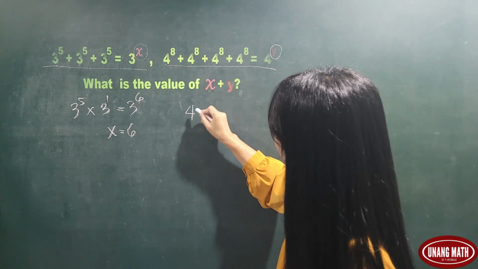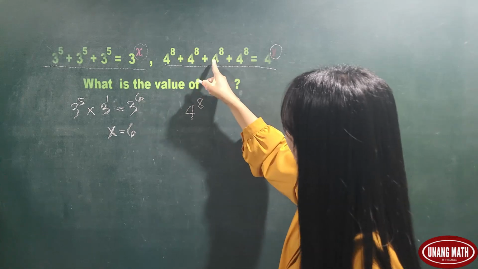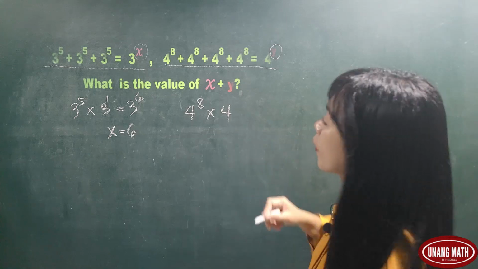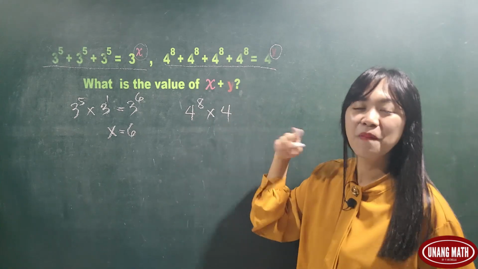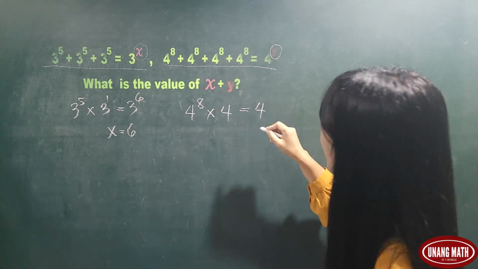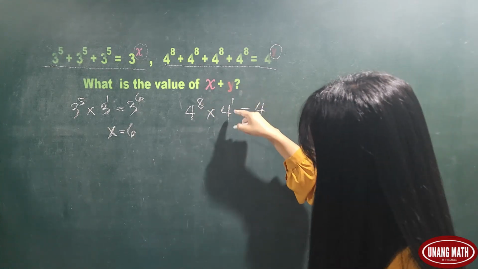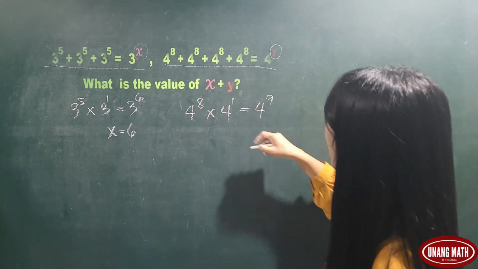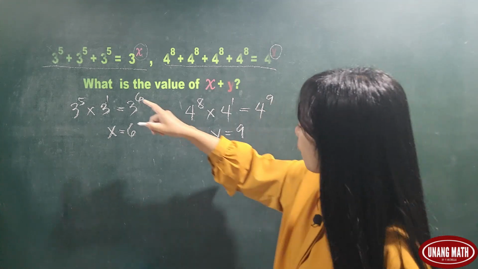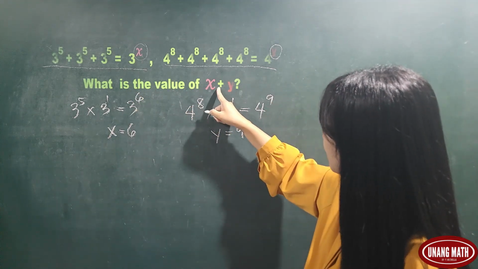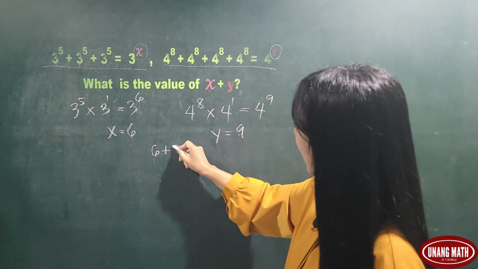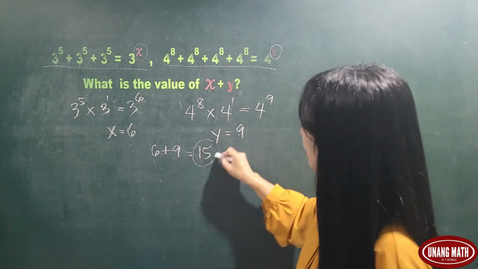Okay, what about here? We have 4 raised to the power of 8 and multiply this by 1, 2, 3, 4. So 4. Same bases also, we can apply the exponent rule. So copy the base 4, then add the exponent. So exponent here is 1, so 8 plus 1 is 9. So that means y is 9. The question is, what is the value of x plus y? So x is 6 plus y 9. So the answer is 15.